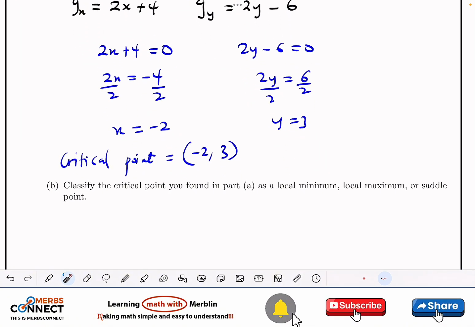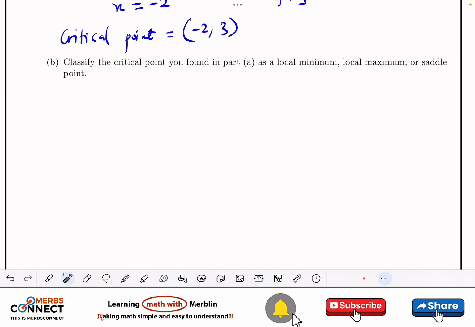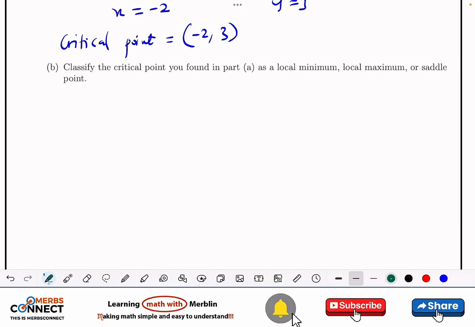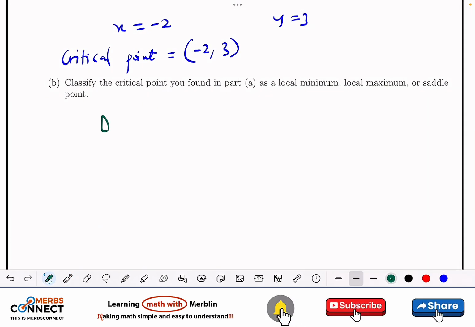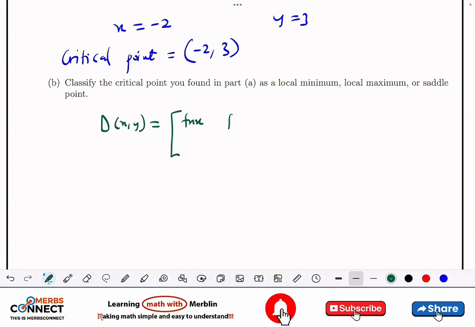So now the question is: classify the critical point you found in part A as a local minimum, maximum, or a saddle point. So how do we do this? We know that we can get this from D of x, y. Some people use the idea of f_xx, f_xy, f_xy, f_yy, but don't forget, you are finding the determinant.